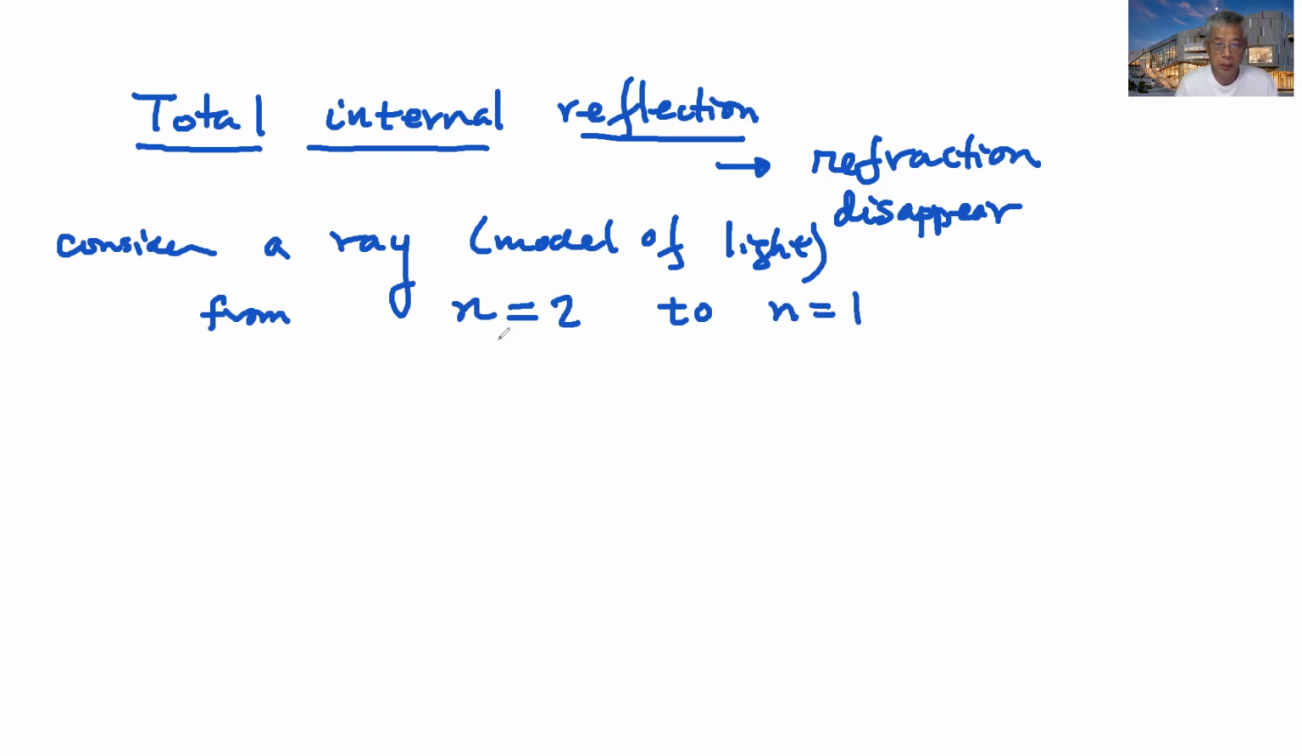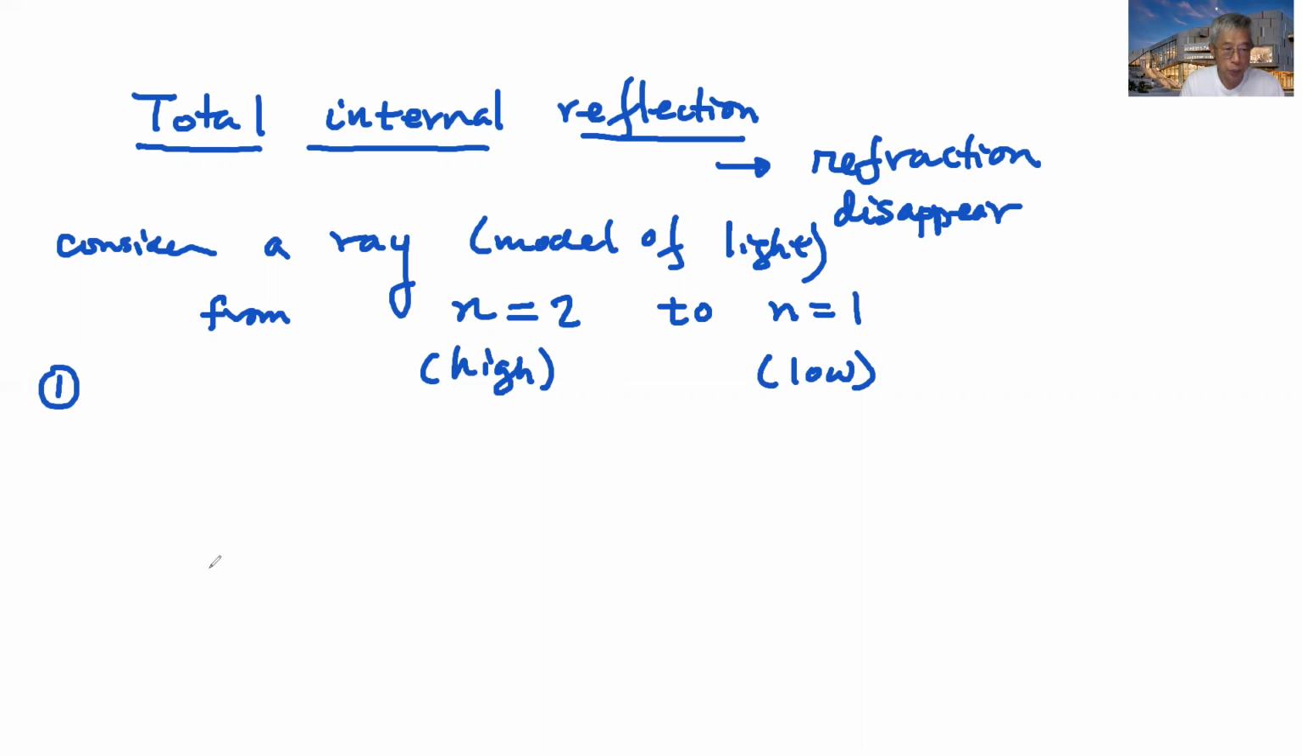Basically, you need to go from a high index of refraction to a low index of refraction. It has to be going from high to low. Low to high, this doesn't happen. So that is one criterion, and there's another criterion, so we'll see.